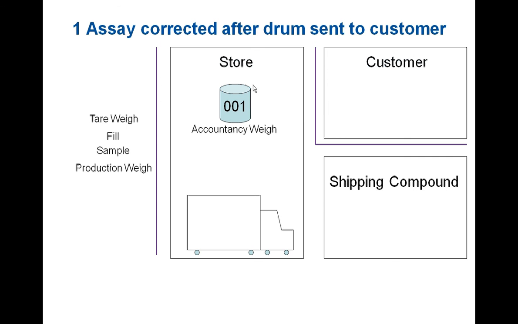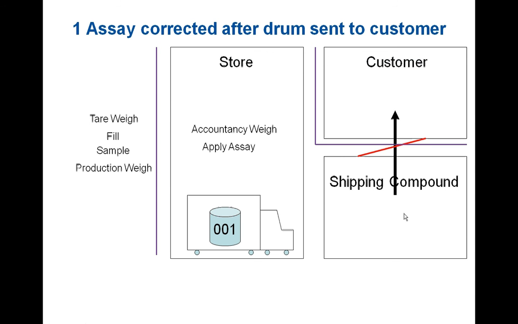We do a more accurate accountancy weigh, apply the assay, and then move the drum to the shipping compound. But we see that we have forgotten to record the fact that drum 1 went to the shipping compound, so that when we come to the point where we have to send it to the customer, it is not there yet.